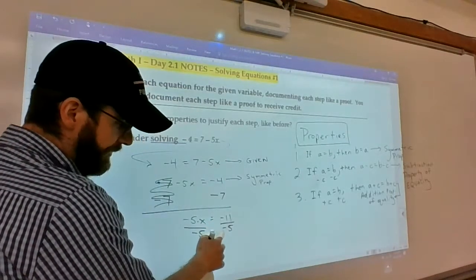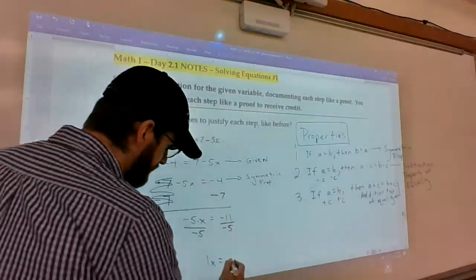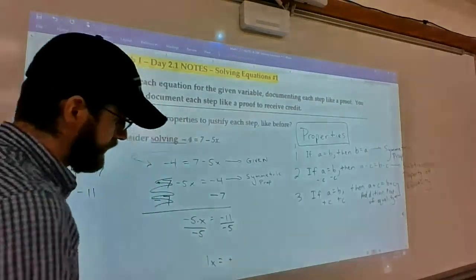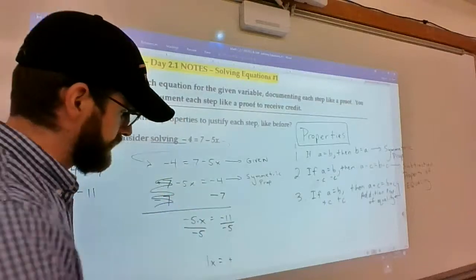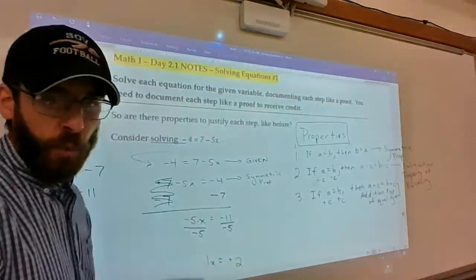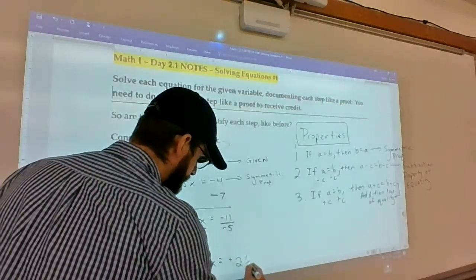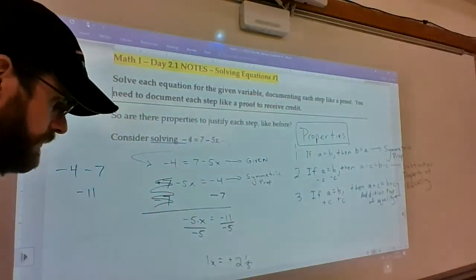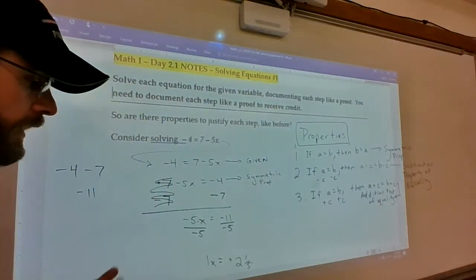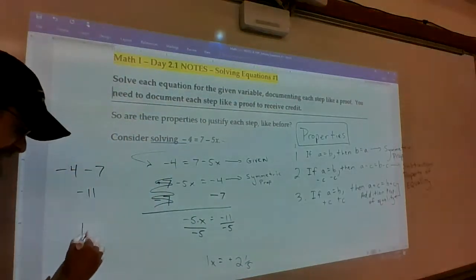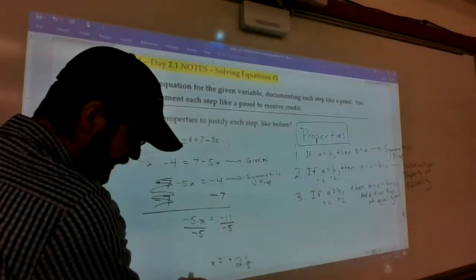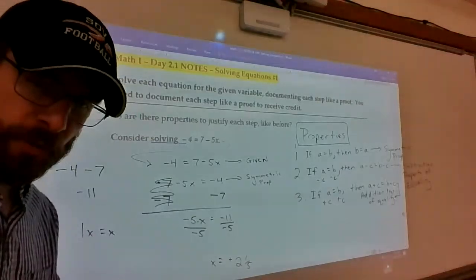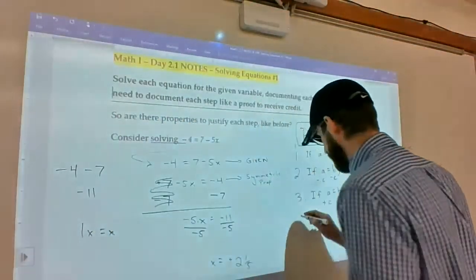So a negative divided by a negative, remember, is a positive. 5 goes into 11, 5, 10, twice. And then there's 1 left over. All right, so 1x is the same as x. So I really don't need the 1 in front there, and I've used the fourth property that shows up here.